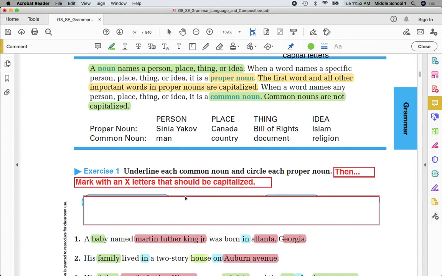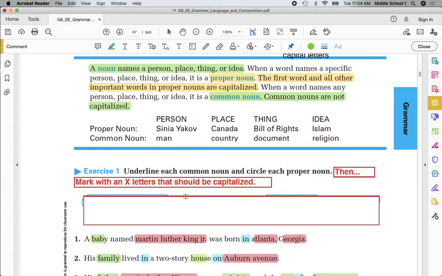Sentence 2. I have 2 prepositional phrases. The objects of the prepositions are nouns. House, I underline, it is a common noun. Auburn Avenue, I'm going to circle because it is a proper noun. My simple subject that I underline is family. Again, notice the color coding. Representing common nouns in green and in red, proper nouns.